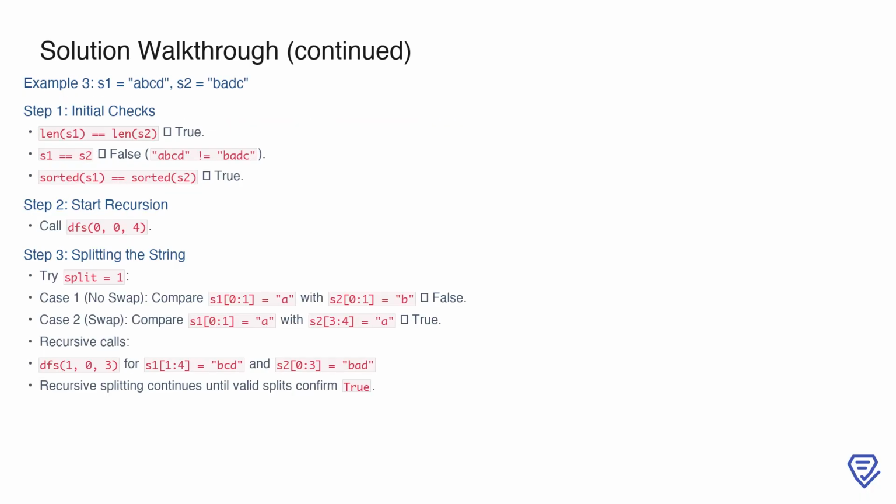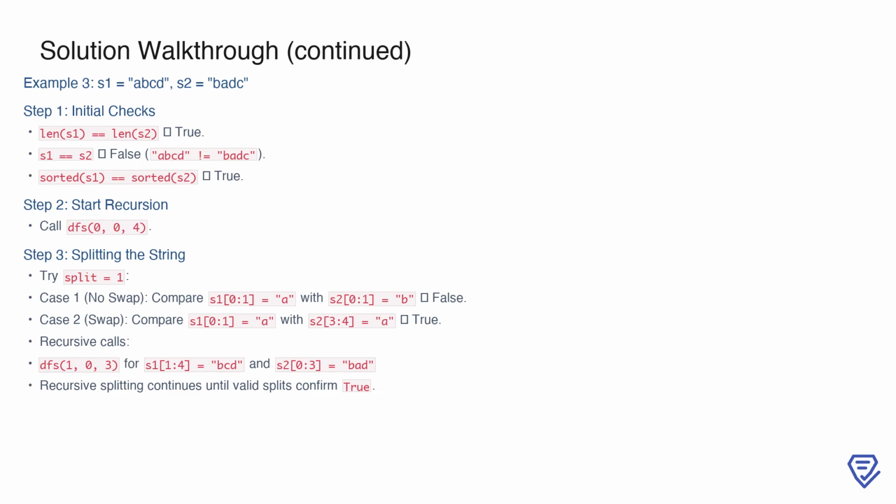Now, let's examine the third example where s1 is "abcd" and s2 is "bdac". As before, the initial checks confirm that the strings are the same length, are not identical, but do share the same set of characters when sorted. With these checks complete, we initiate the recursion by calling the DFS function to analyze the entire strings. Testing begins with a split point of 1.